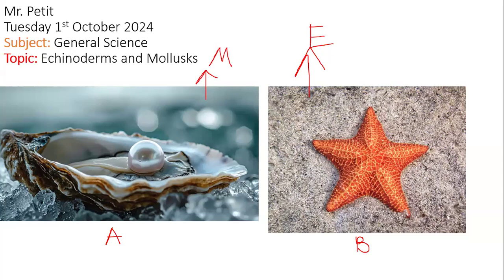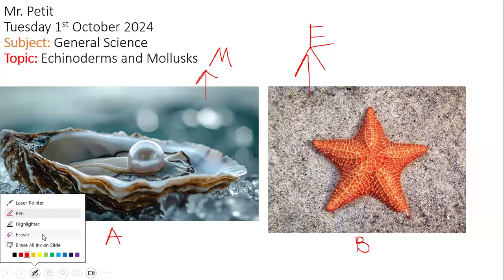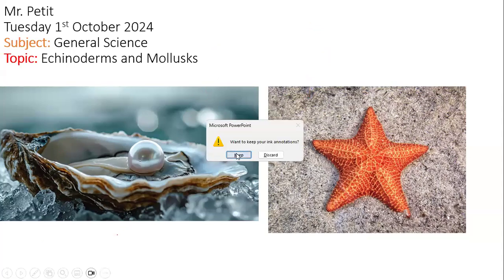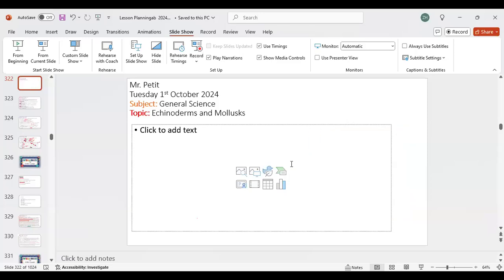All right. So how do we distinguish mollusks and echinoderms? How do we tell the difference? Today we're going to learn how we can tell the difference. Both of them have similarities because both of them are invertebrates. So let's start off with echinoderms.